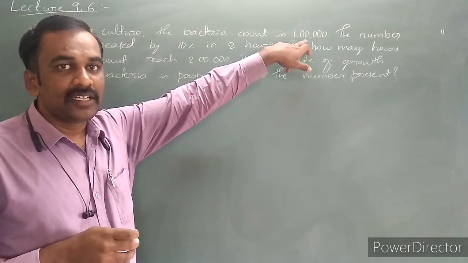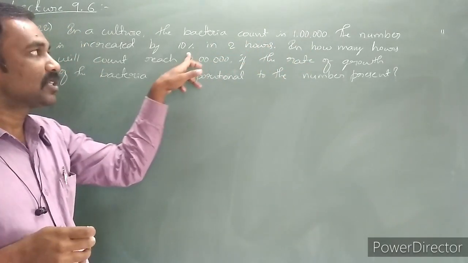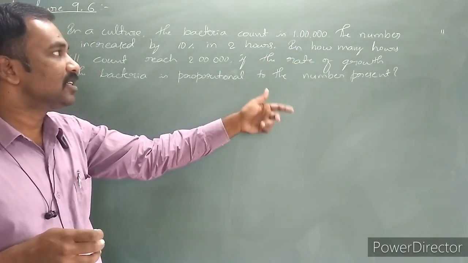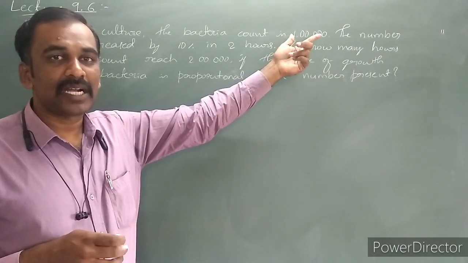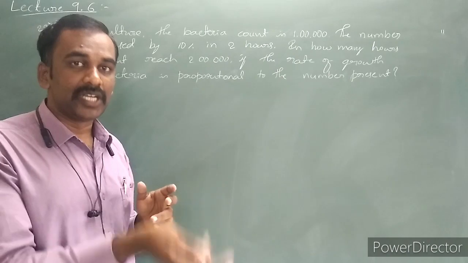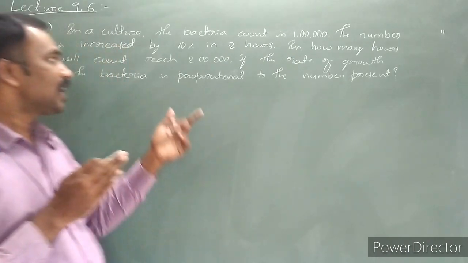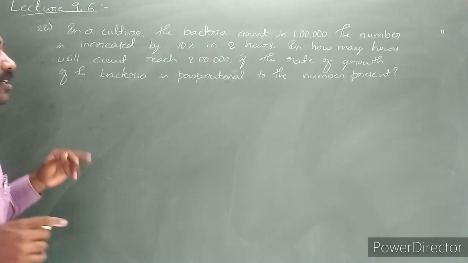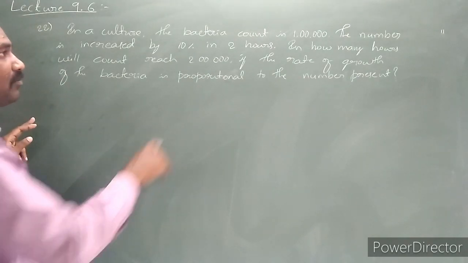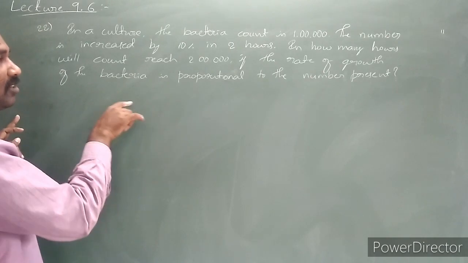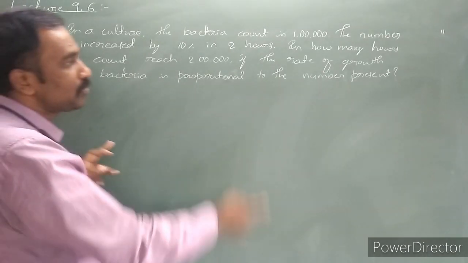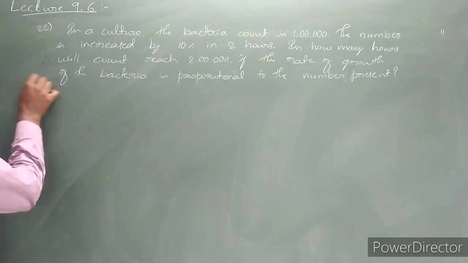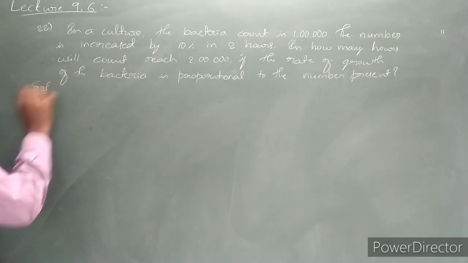So for 1 lakh, in 2 hours, 10% of this number of bacteria will be increasing. So this 1 lakh bacteria is going to double. So what is the total time it is going to take? That one we need to find. The rate of growth of the bacteria is proportional to the number of bacteria present. Okay. Solution. Very simple problem.